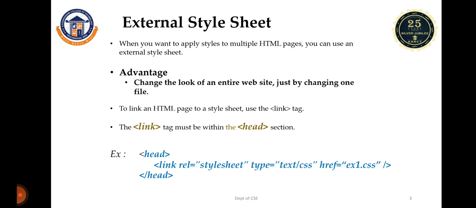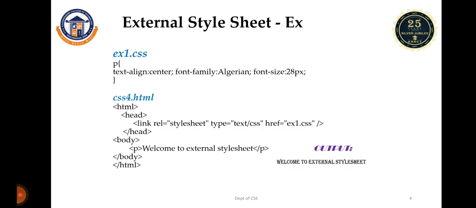This is the example for external style sheet. We use a link tag: link rel equals stylesheet, type text slash css, href equal to the file name of the CSS. Let's see the example. Here we have two different documents. One is a CSS document, another one is an HTML document. In the CSS document we define the style of the particular tag. In the HTML document we give the content. So how to link? By using a link tag that should be present inside the head tag.